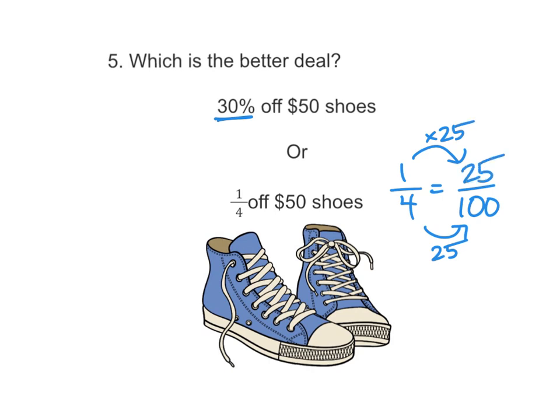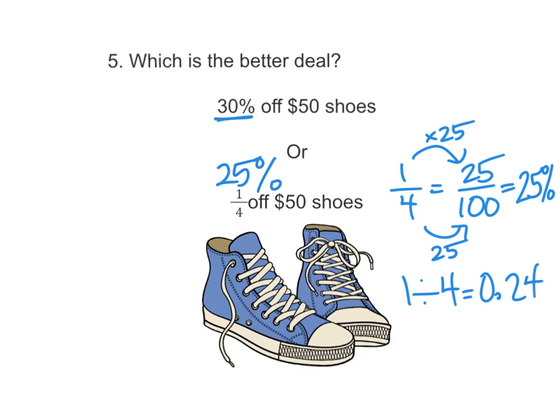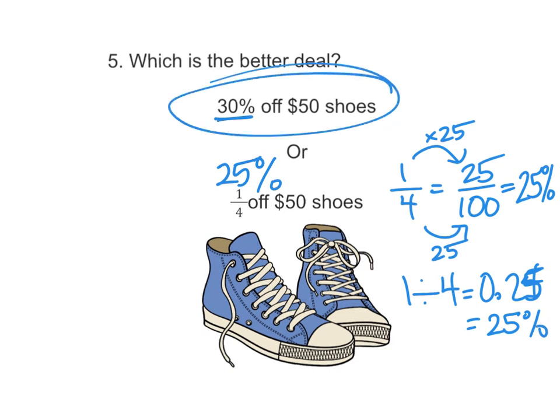And I can see that 1/4 is 25 hundredths, which means it's 25%. So 1/4 off is 25% off. Or I could have divided my fraction, 1 divided by 4, to get that decimal 25 hundredths, which means 25%. In either case, 30% off is a better deal than 25% off.